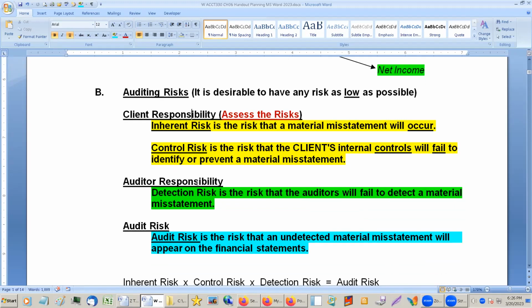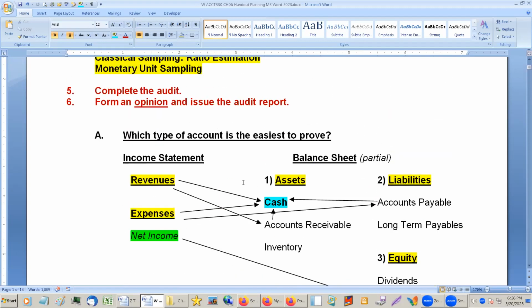Now, notice that we cannot change those. We can change our assessment of it, but the actual inherent risk and the actual control risk, we cannot actually change. And you say, well, why can't we change it? Well, we can't change it because this has already happened. Remember, this is during the year. What was the control risk, inherent risk during the year? So we can only assess it. And the only one really that has any control over it going into the next year is the client.